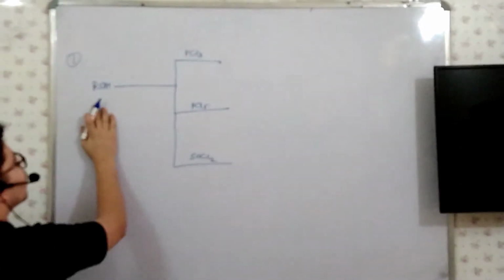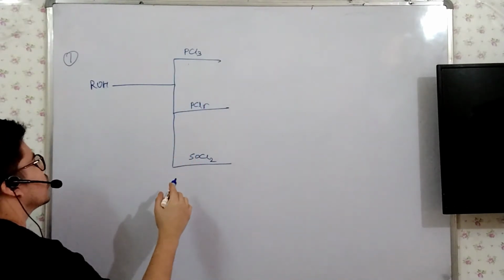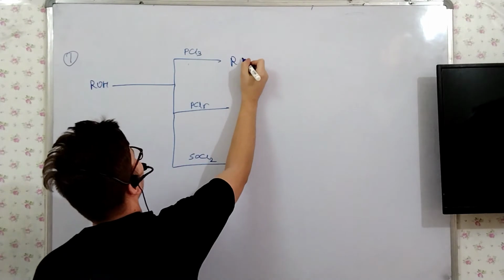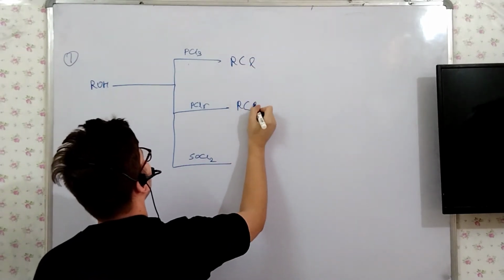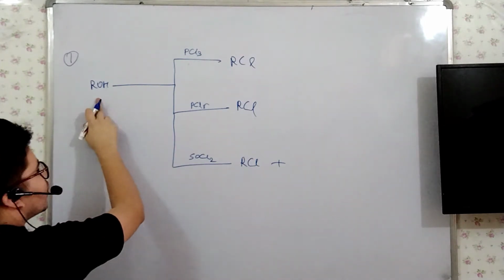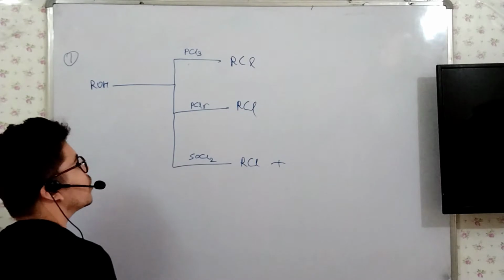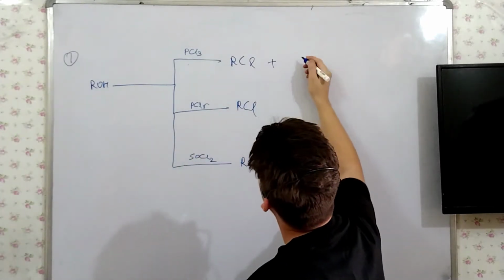So now you see an example. This is the alcohol. We have given three reagents, PCl3, PCl5 and SOCl2. The major product we will get is RCl in all the three, and the other product we get is different. So we have replaced the OH group with the chlorine group. Sometimes we are also asked for the byproduct.